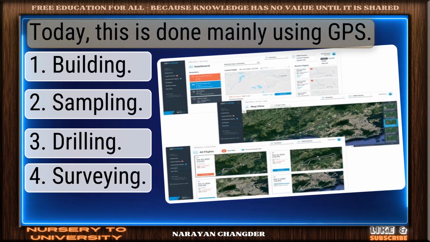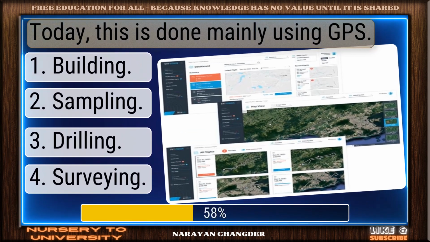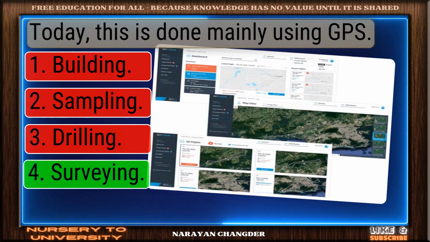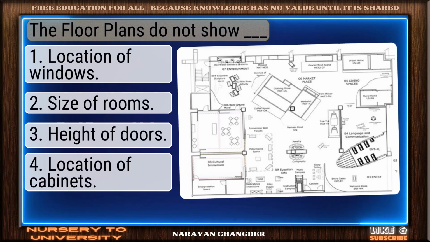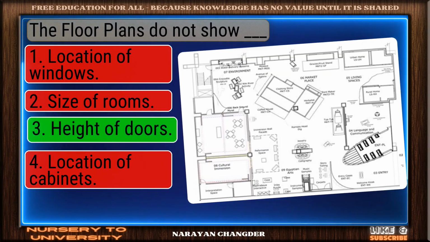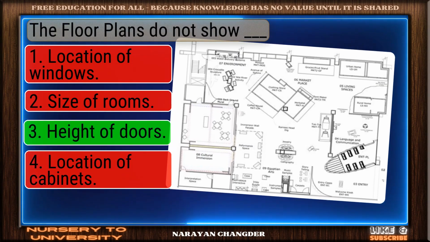Today this is done mainly using GIS. Smart pick. Surveying is the correct choice. The floor plans do not show dash. Good thinking. Height of doors is the right answer.